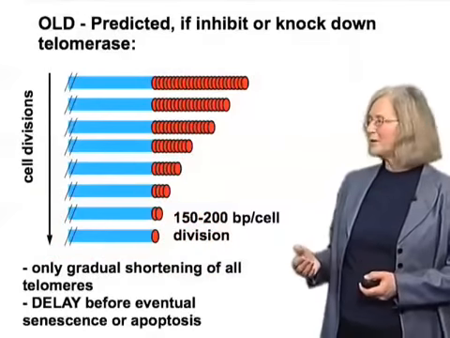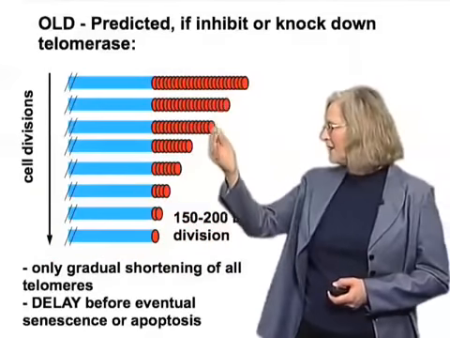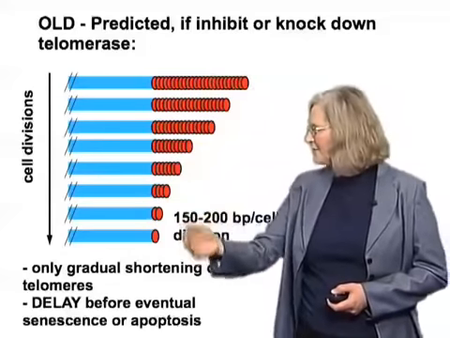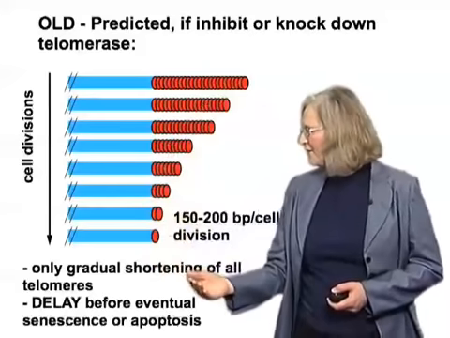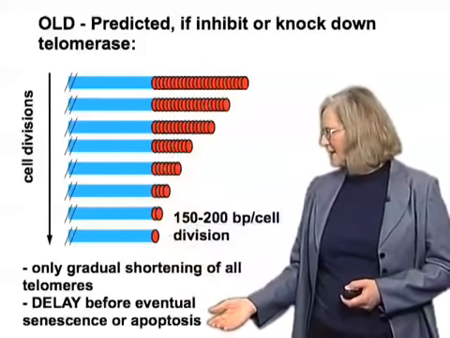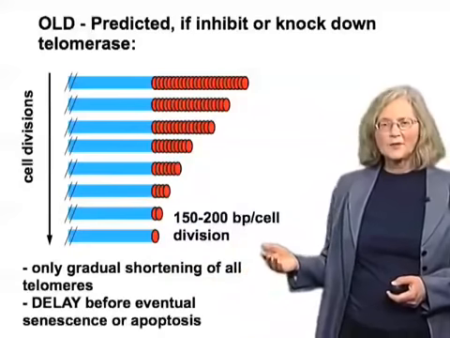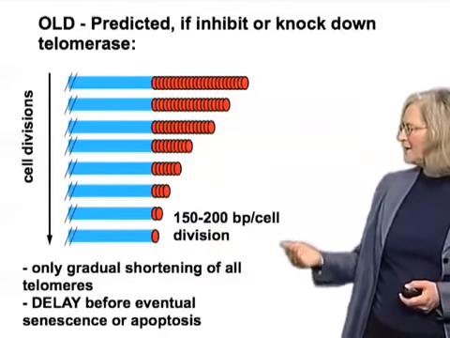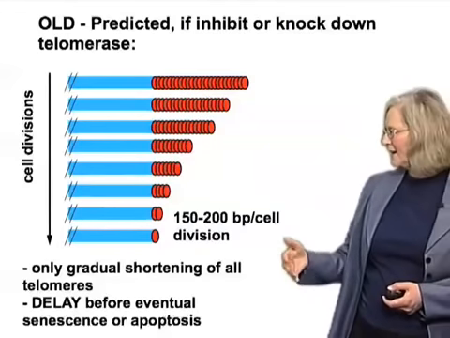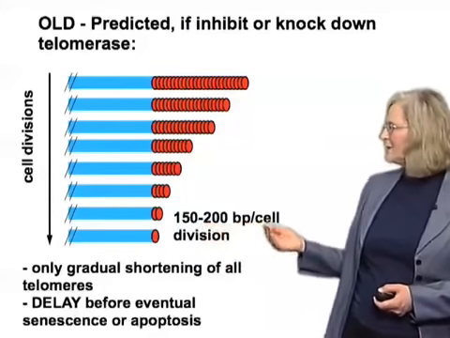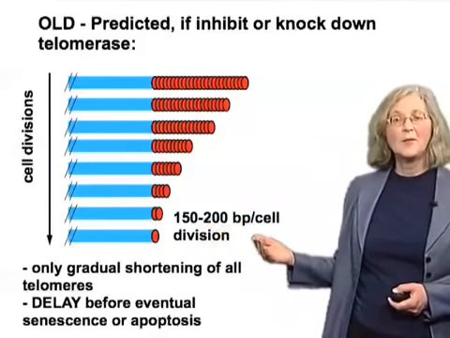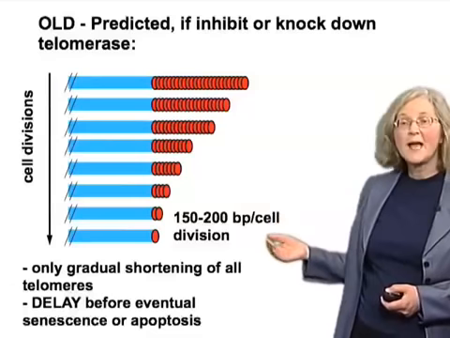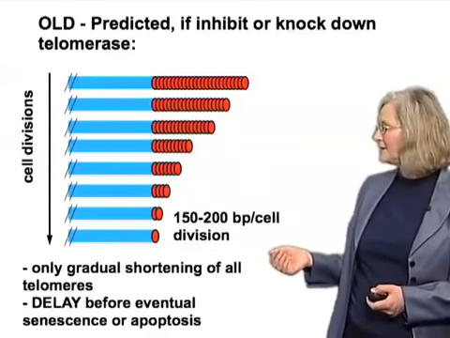So the simple prediction diagrammatically would be if you didn't have telomerase, the cells now would have shorter and shorter telomeres, and after some number of divisions, eventually there would be cell death. Without telomerase, it's been observed experimentally, typically human cells lose their telomeric DNA at this kind of rate. I've put 150 to 200 base pairs per cell division. That's seen in a number of cultured cells and also in some cancer cells in which telomerase has been inhibited.